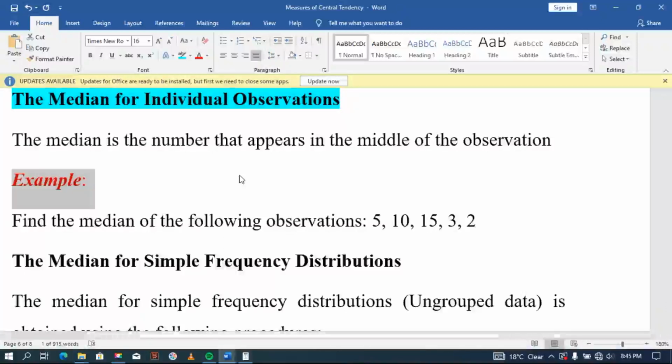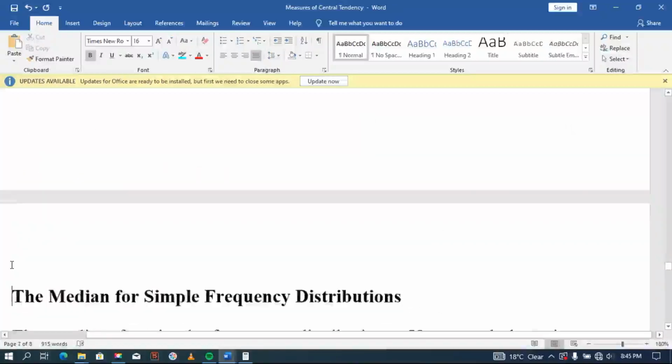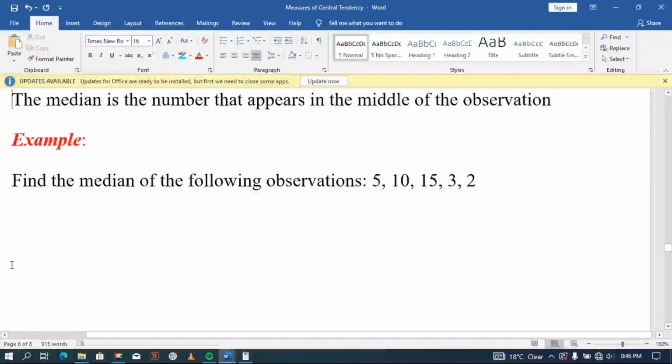So now we have an example that says find the median of the following observations. The observations are 5, 10, 15, 3, and 2. So what we are going to do is to arrange these observations in ascending order, and then we try to identify which value appears in between. So here we go.